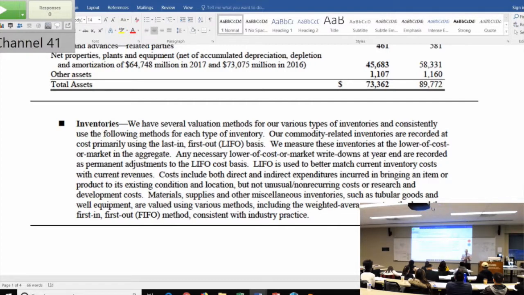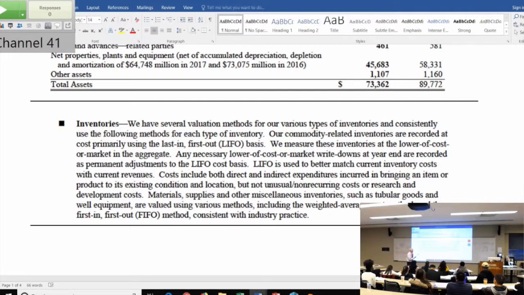Then it says costs include both direct and indirect expenditures needed to bring the item to its existing condition and location. As we said, all reasonable and necessary expenditures. So again, just proving to you I'm not making this up. It's actually used in practice. And research and development costs are not going to be included. So unusual, abnormal spoilage, remember we said that? Waste is not included in the inventory.